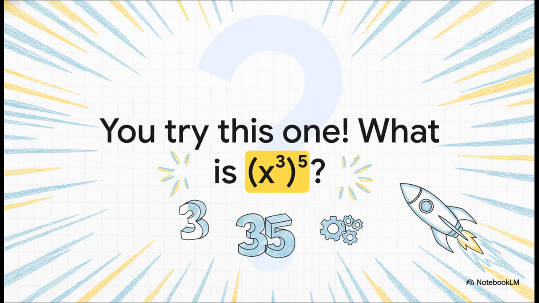Remember that new shortcut we just learned? Take a second. Got it? The rule says we just multiply the exponents. So 3 times 5 is 15. The final answer is x to the power of 15. You are really getting the hang of this.